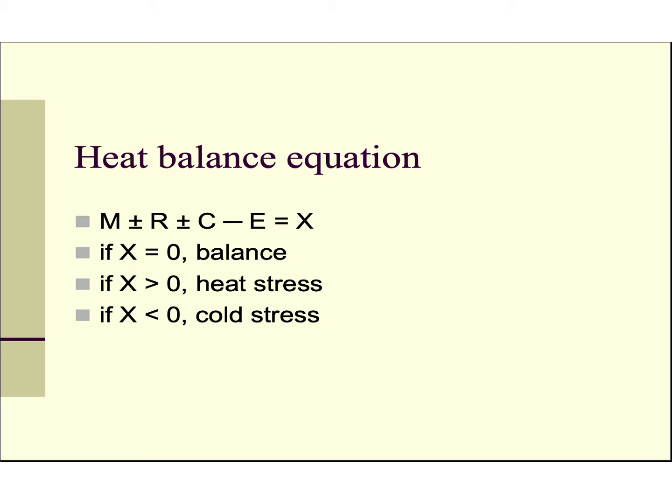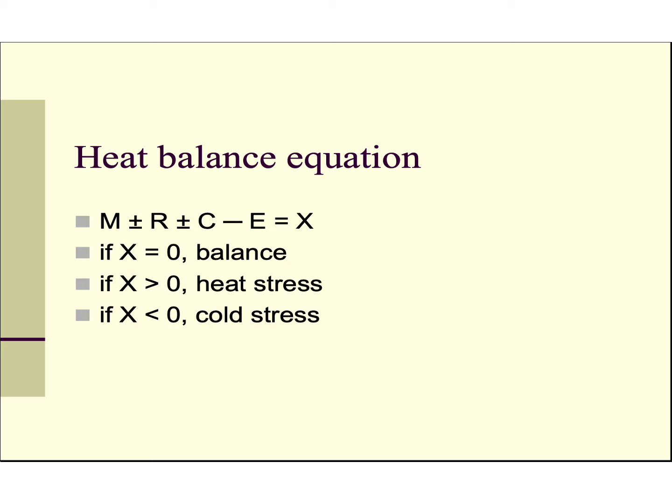We put all these heat gains and losses together in the heat balance equation, where M is the metabolic, R is radiant, C is convective, and E is evaporative. These are all happening at the same time, and they're all simply additive. So we have M plus or minus R plus or minus C minus E equals X, the net heat gain or loss to the body.